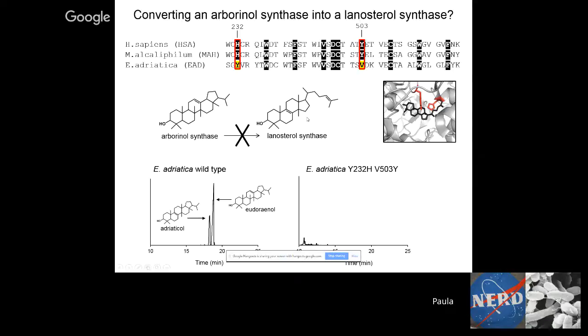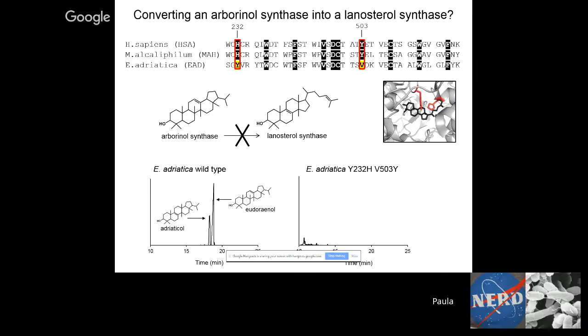And so Amy did some site-directed mutagenesis. And so here's the wild-type protein being expressed in E. coli, and you can see the two peaks that we would expect. She makes the substitutions, and nothing. We lose the enzyme. So it looks like these might be important, but we aren't able to convert it into a lanosterol synthase.